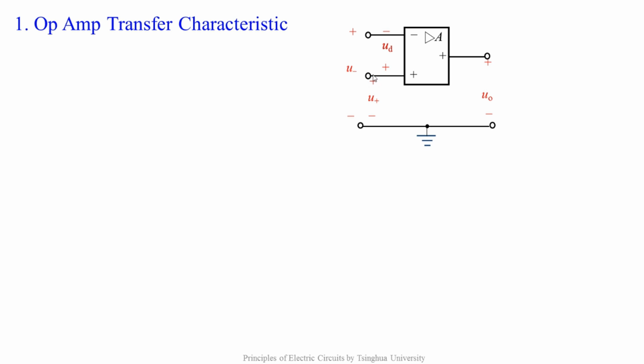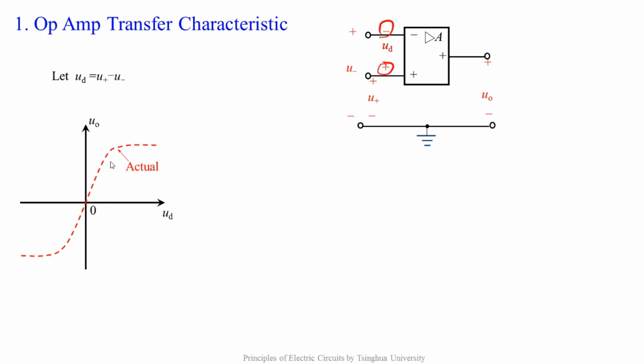Let UD equal the voltage difference between op-amp's non-inverting input and the inverting input terminals. You should pay attention to the reference direction of UD. For a real op-amp, the relationship between its output and UD can be represented by this curve. For simplicity, we use a polyline to approximate it. The polyline has two knee points. The corresponding values on the x-axis of the two knee points are UDS and minus UDS. We can see that the curve can be divided into three regions.